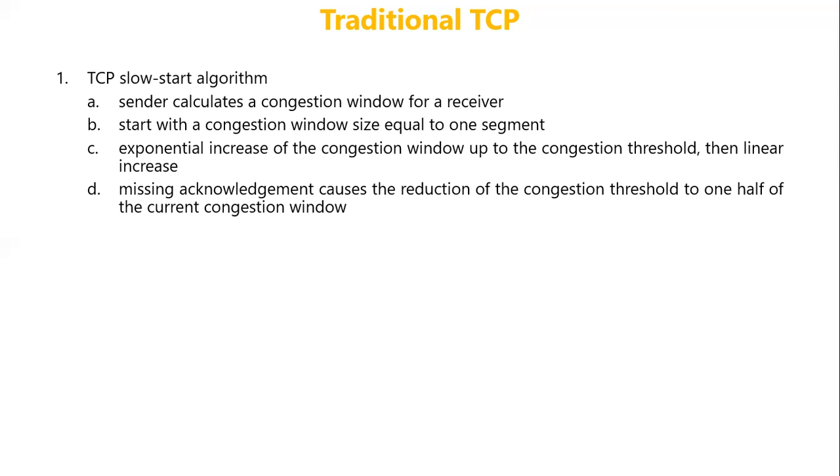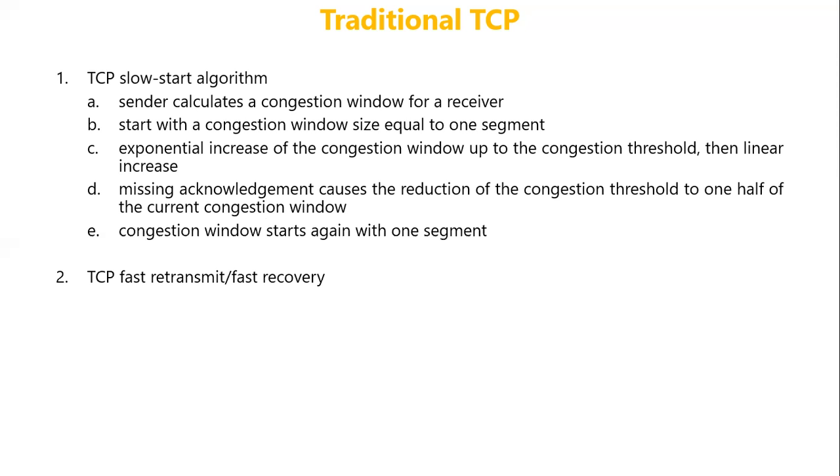Slow start will not keep on going with exponential growth forever. There is a limit for the exponential growth. The limit is called the congestion threshold. So the slow start will continue with exponential growth until the congestion threshold is reached. Once the congestion threshold is reached, the congestion window will be incremented by 1 beyond the congestion threshold.